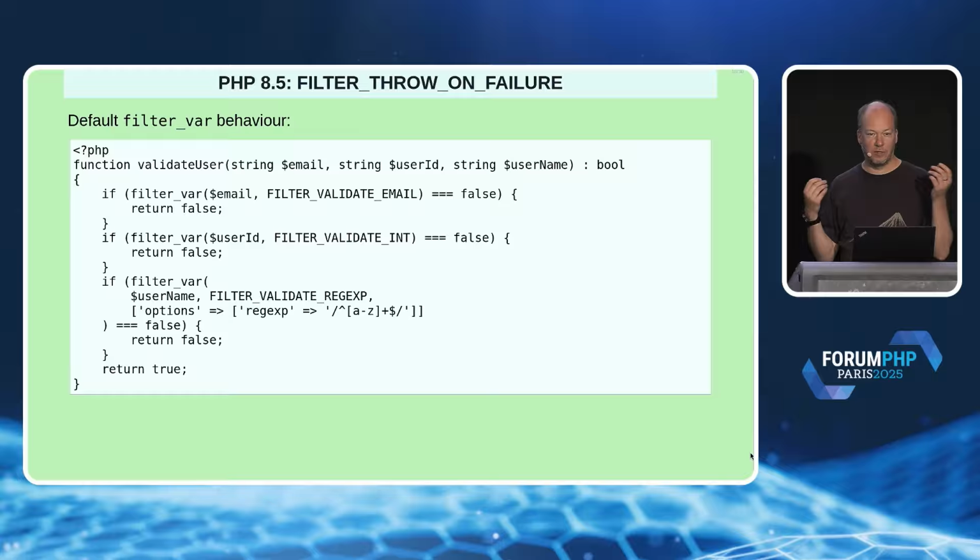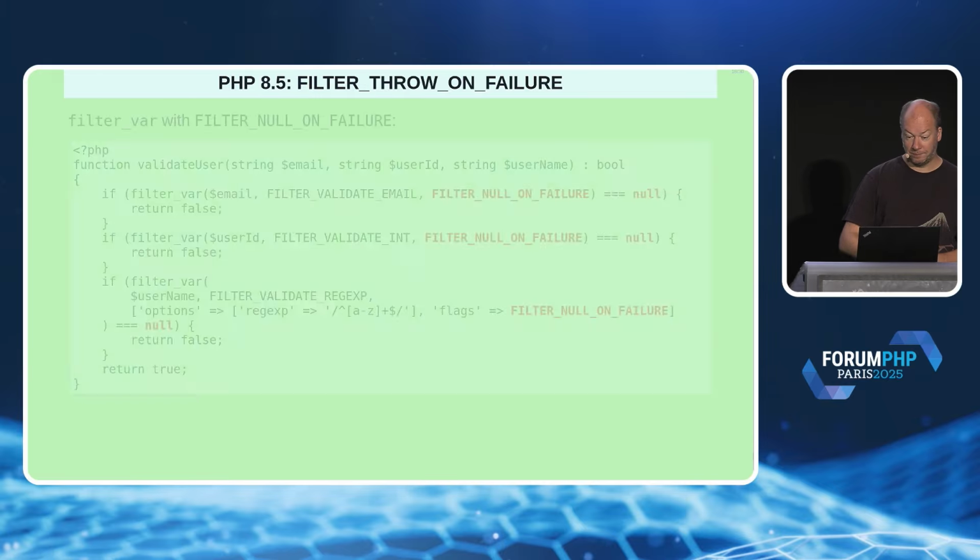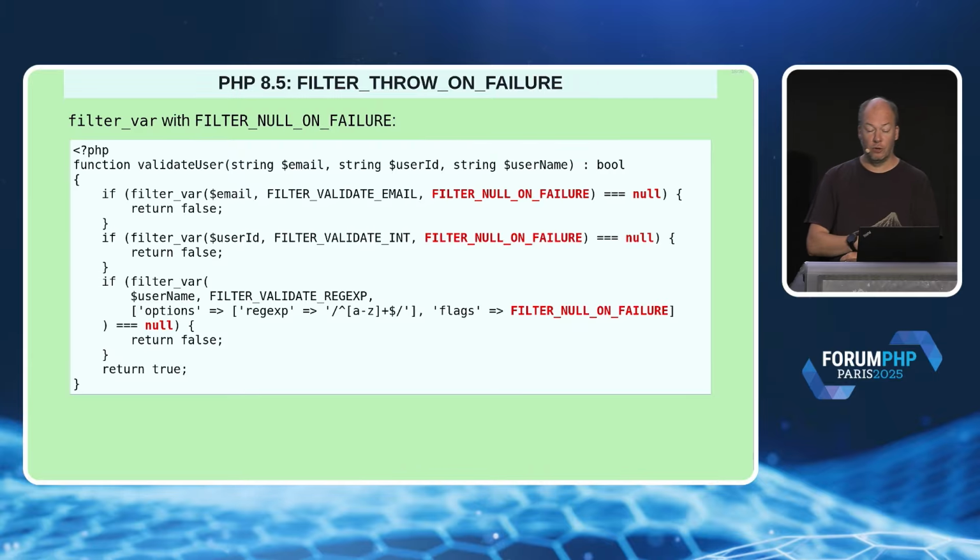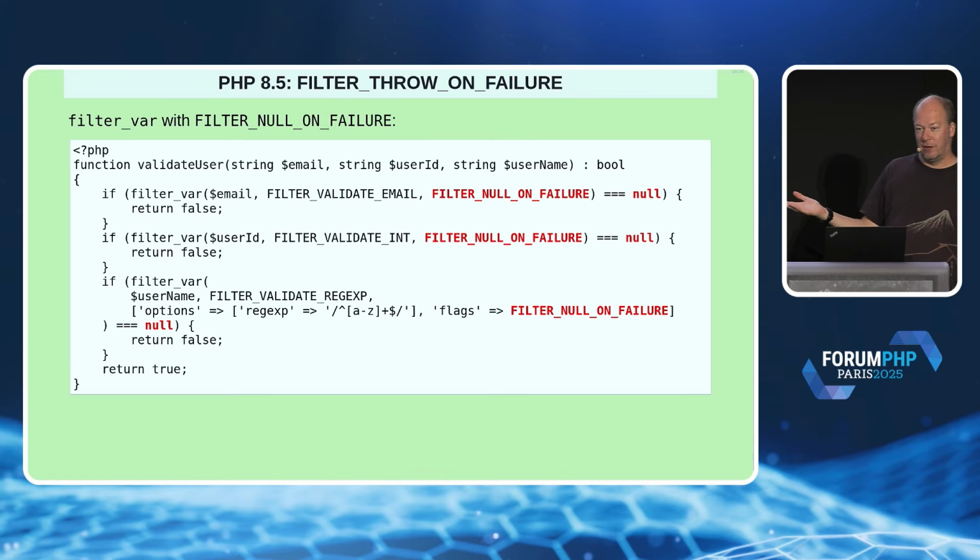And if that was a situation for a specific bit of code, what you could do with filter var is add this filter null on failure, and then instead of it returning false, it returns null, which should have been the default, in my opinion. And I did fight for that when we introduced this in PHP 4.4. I know, I'm dating myself here. But still, this is not a great way of doing it, right?